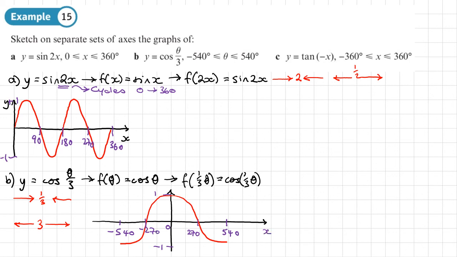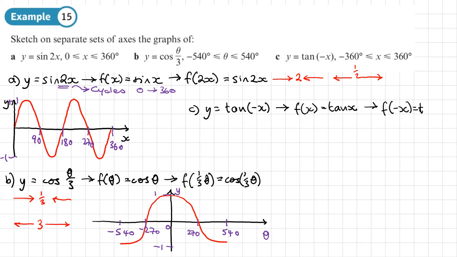Okay, moving on to the last one. So that's theta on the axis and y here. Part C, what we have is y equals tan negative theta. So let's call f of x tan theta. So here we've got the graph of f of negative x equals tan of negative x. Okay, so what this will do to the graph, this will reflect it in the y-axis. We'll just write down here, reflect in y-axis.